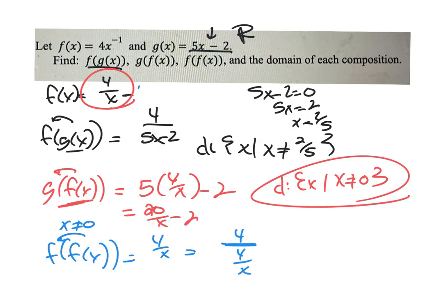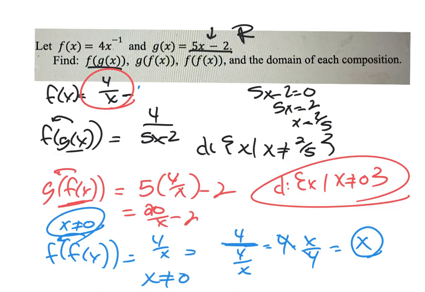Now, because it's a fraction division, I can do keep, change, flip. So I get the 4's cancel. I just get x. Now, that would be all real numbers, but I have to combine it with what we started with. So my domain for the last one's x cannot equal 0. I hope that makes some sense.